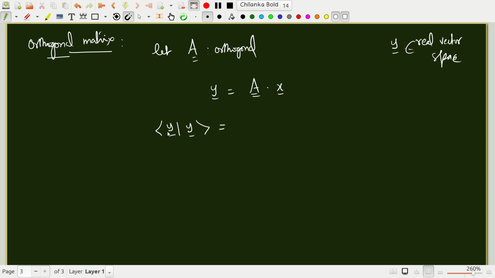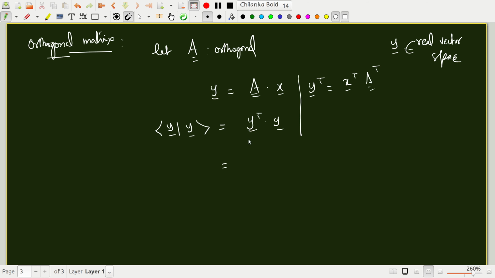So what is the inner product of y with y in matrix or vector form? So this is simply y transpose times y. But what is y transpose? Okay, let's write in steps. If y is this, y transpose is nothing but x transpose A transpose.